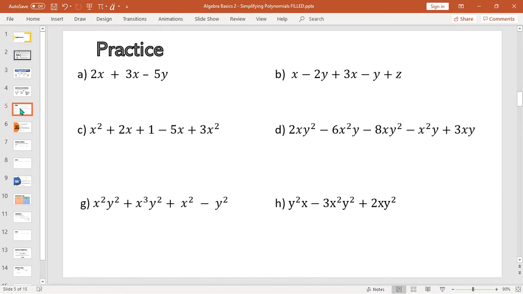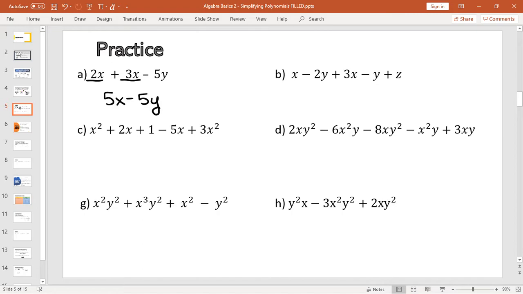So let's do some practice. All right, so looking at this first one, what types of terms do I have? I have x's and I have a single y. So I can add the two x coefficients. So 2 plus 3 makes 5x. There's nothing for the y to combine with, so just write it down again as you see it. That's the answer. That's a simplified version of A.